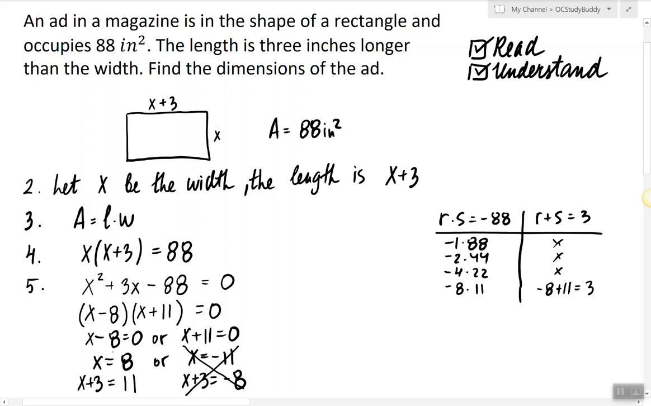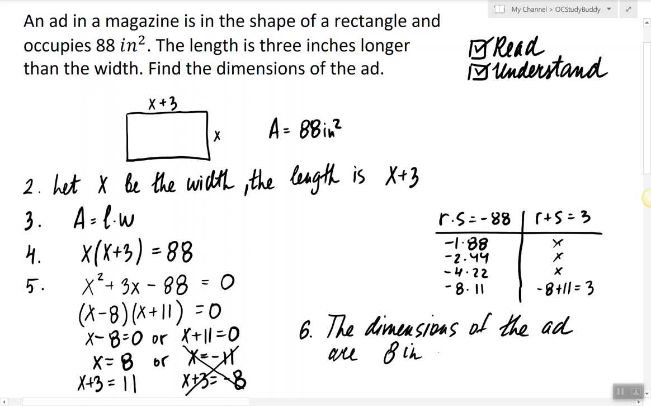So the only solution that does make sense is 8 and 11. So to answer the question, we're going to say the dimensions of the ad are 8 inches by 11 inches.